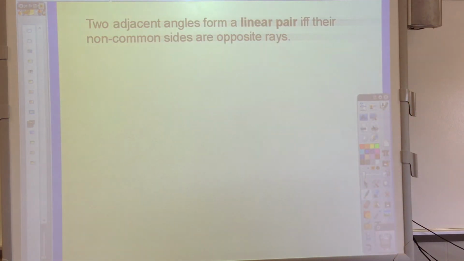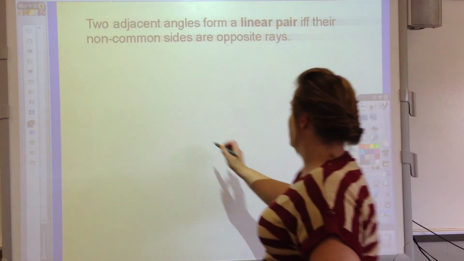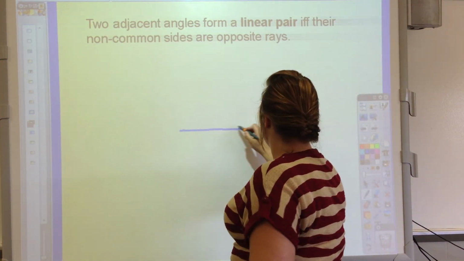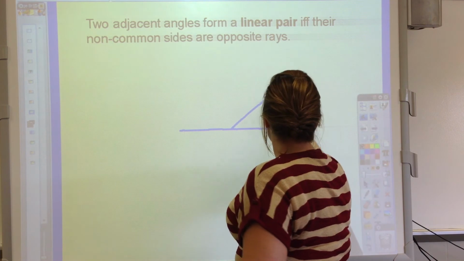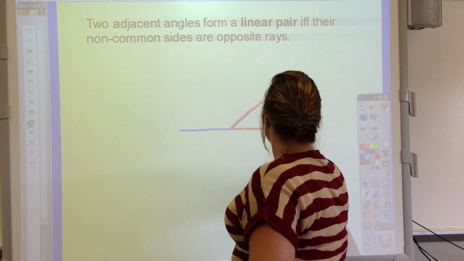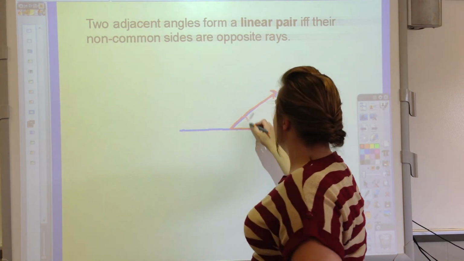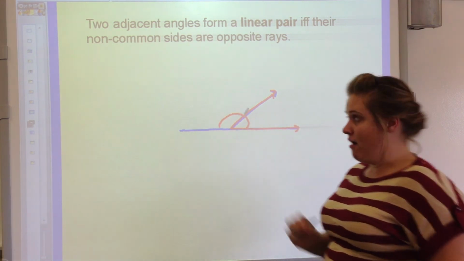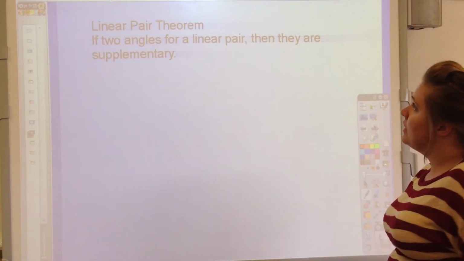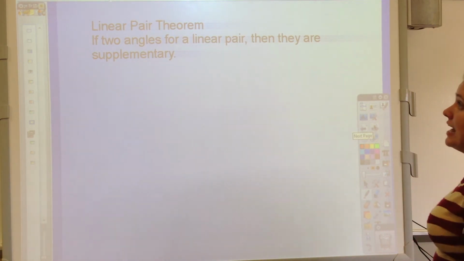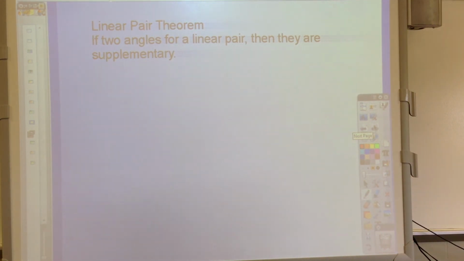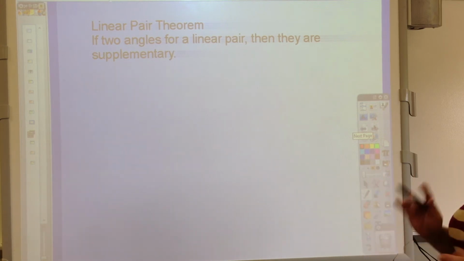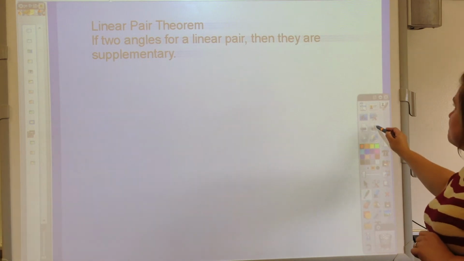Two adjacent angles form a linear pair if and only if their non-common sides are opposite rays. That would look like this. When you have two angles that have come together to form an 80-degree angle, this forms a linear pair. The linear pair theorem says that if two angles form a linear pair, then they are supplementary. That means that if I add them together, I do get 180 degrees.